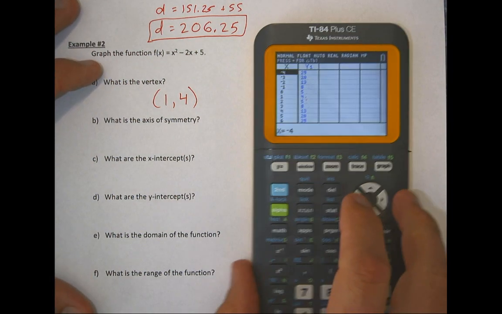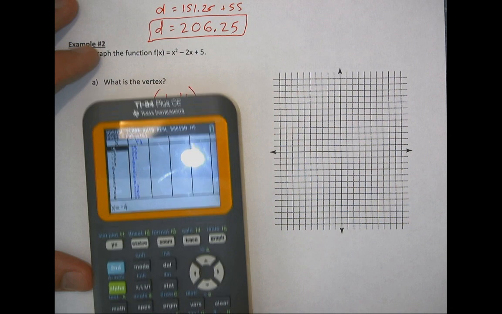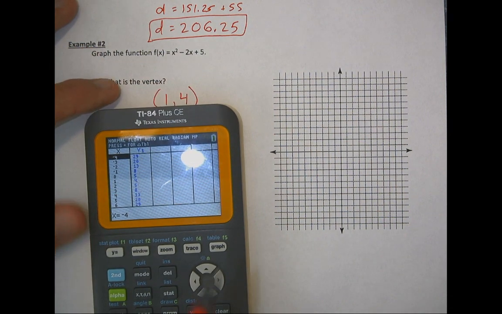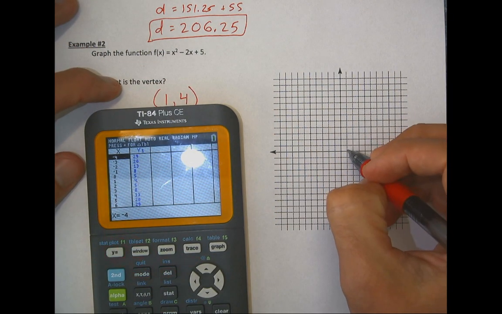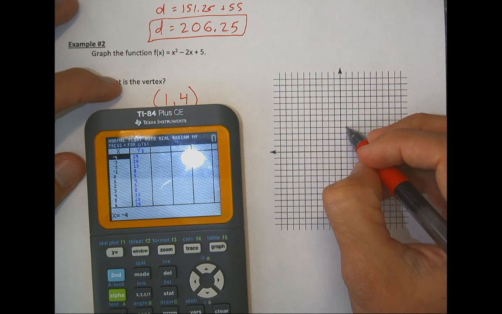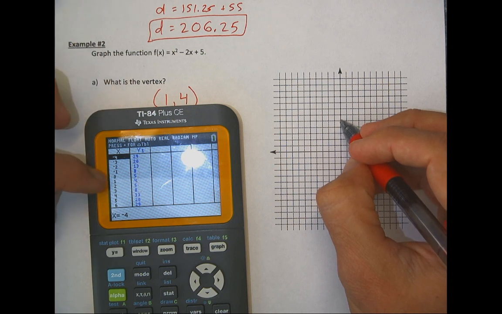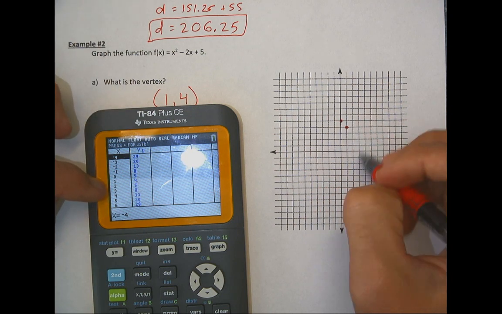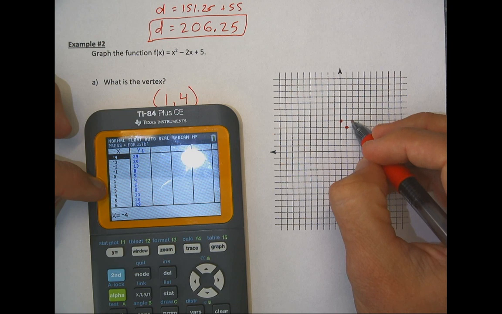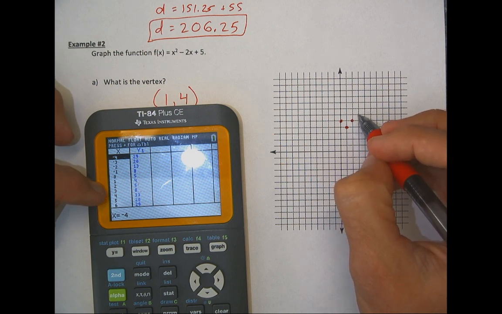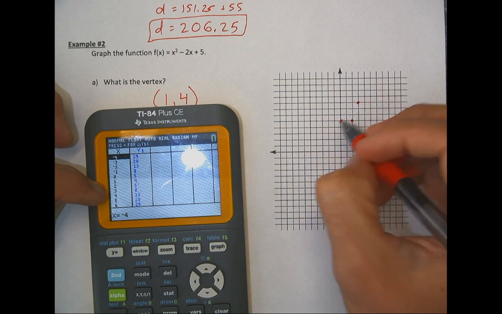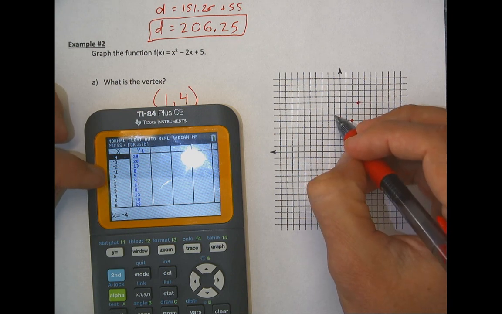So let's go ahead and put this on the graph, and I think we can use that information to help us. So we're going to start at 1, 4. That's our vertex. And then as we go to the left to 0, it's up to 5. And if we go to the right to 2, it's also up to 5. And then on 3, it goes to 8. So 6, 7, 8. At -1, it should also be at 8.